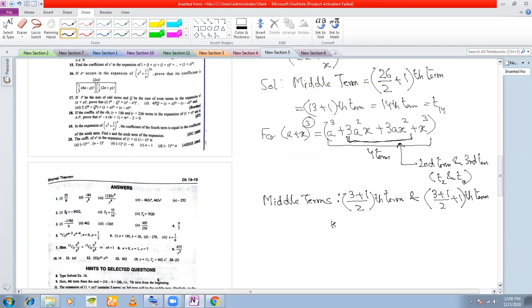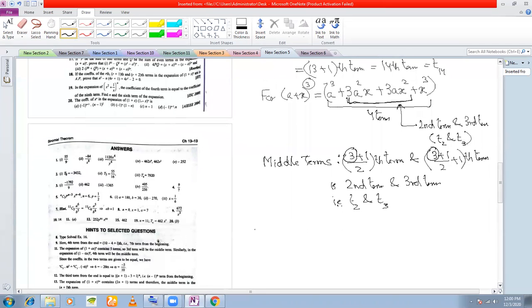That is the second term and third term, that is T2 and T3. For power 3, you have 2 middle terms, T2 and T3. And how are you finding them out? (n plus 1) by 2 th term and (n plus 1) by 2 plus 1th term.